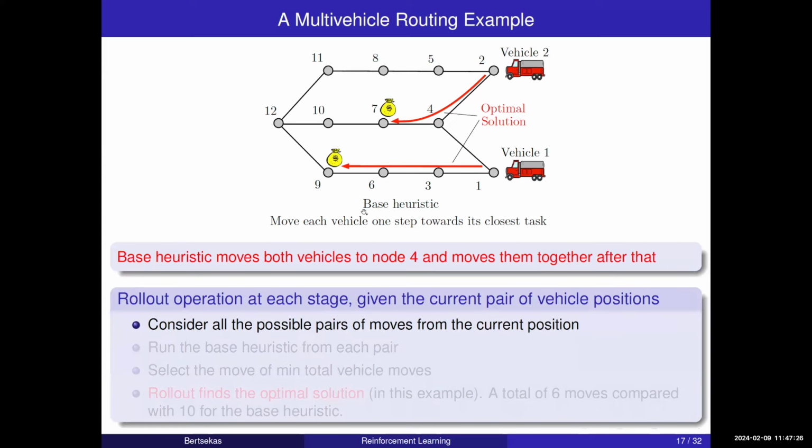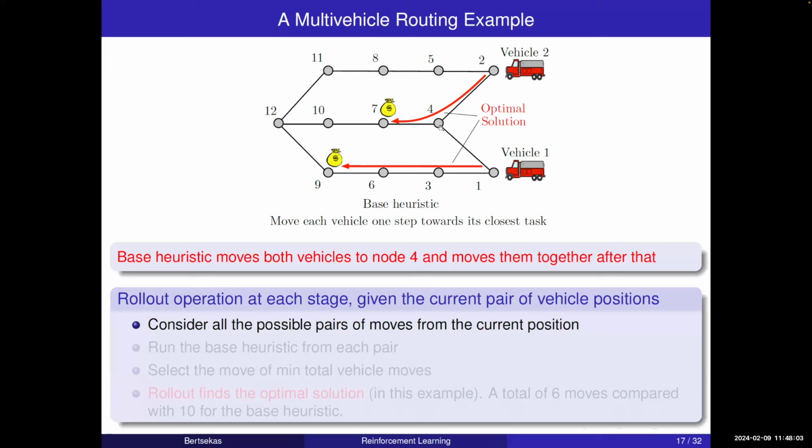So at each stage, the rollout algorithm is going to look at all pairs of possible next vehicle positions. So vehicle one is here and vehicle two is here. Where can each of them go in the next stage? Well, vehicle two could move to node 5 and vehicle one could move to node 3 in the next stage. That's one possibility. Another one is vehicle two could go to node 4 and vehicle one could go to node 3, or vehicle one could go to node 4, or vehicle two could go to node 5, or both vehicles could go to node 4, which would correspond to the base policy.